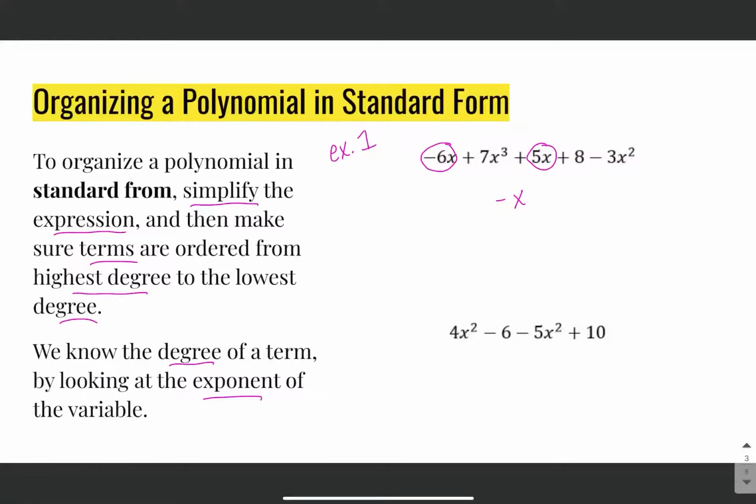Now, at the same time, I can go ahead and start putting this in order. So if I'm looking at my problem, I would have 7x to the third, there's my minus x, plus 8, minus 3x squared. So I need to notice, again, my exponents. So I've got to the third, this would be x to the first, this has no x, so this is technically like x to the 0, and then this is x squared. So I need to put this in order from largest to smallest.